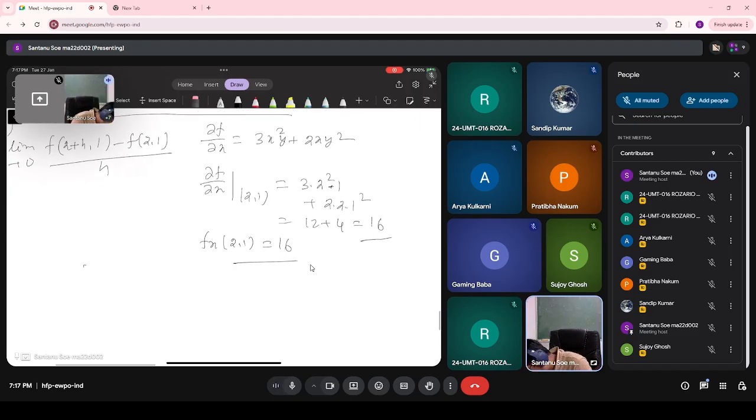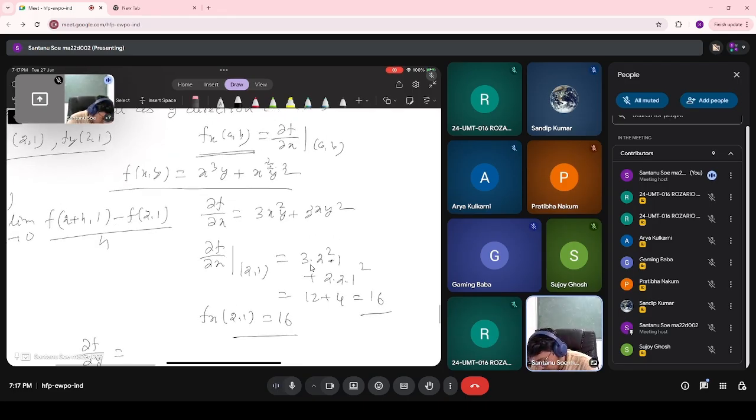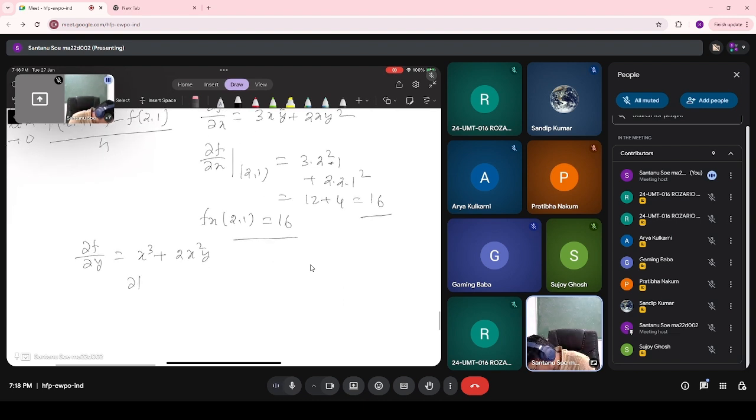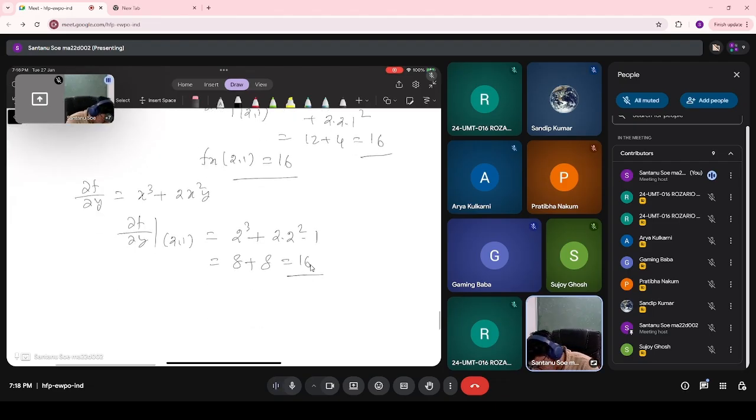Similarly, you can find del f del y. This is nothing but putting x as a constant and then doing the derivative with respect to y. So this will be x cube plus 2x square y, correct? And then you just substitute the values of x, y. So this will be 2 cube plus 2 into 2 square into 1. This will be 8, and this will also be 8. So this is 16. In both cases, the partial derivative with respect to x and y at the point (2, 1) is 16.